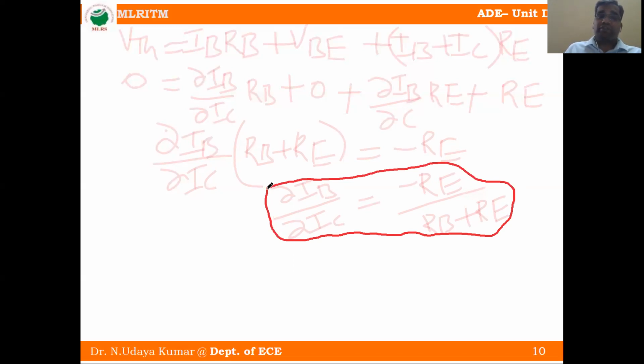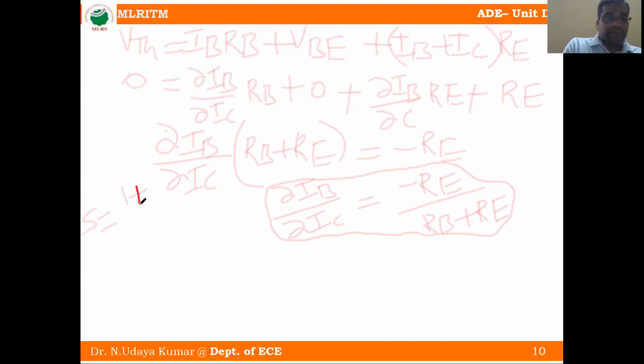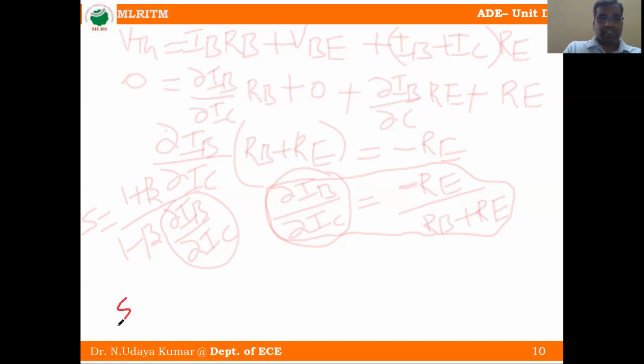So we have to substitute this equation into the stability factor. What is the equation for the stability factor? I wrote here, S is equal to (1 plus beta) by (1 minus beta into dou IB by dou IC). So we have to substitute here dou IB by dou IC, minus RE by (RB plus RE). Already it is minus, so we will get a plus term. So S is equal to (1 plus beta) by (1 plus beta into RE by (RB plus RE)). Okay, understood this derivation?